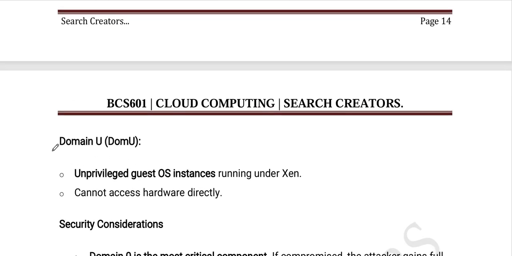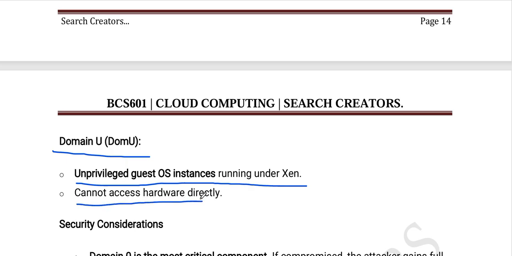Next is domain U or DomU. These are unprivileged guest operating system instances running under Xen, and they cannot access hardware directly.